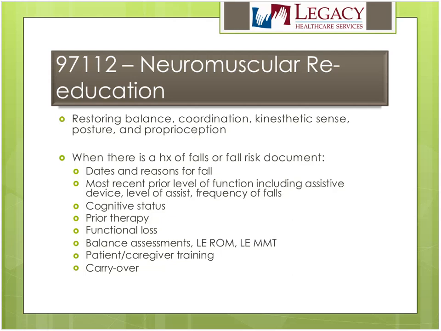The biggest thing about picking the right code is the why, because you can do the same intervention 3 different times and have 3 different codes based on why you did the activity that you did. So that is an essential piece in ensuring that we're choosing the right CPT code to describe what we're doing. The other thing that's going to be helpful to include in supporting 97112 is caregiver training, any kind of carryover, the frequency of falls that the person is having.